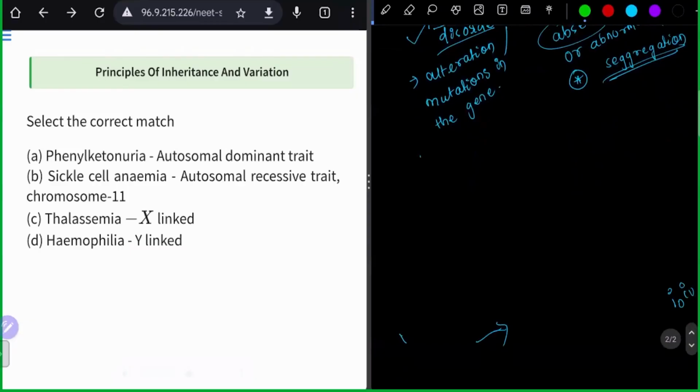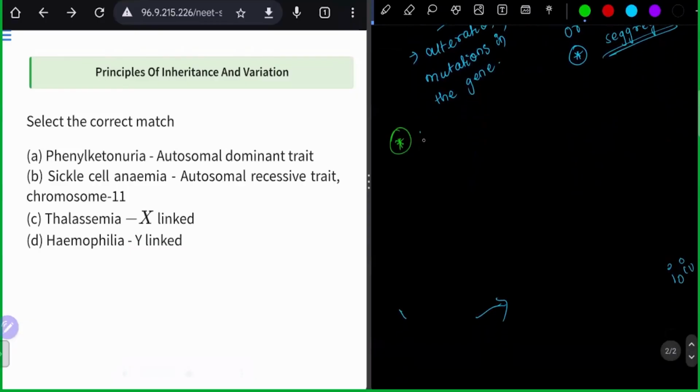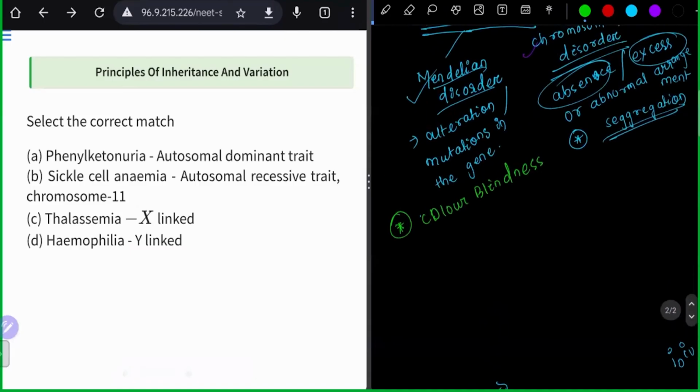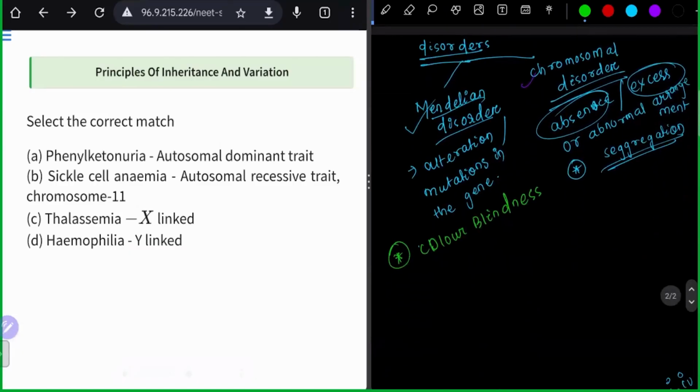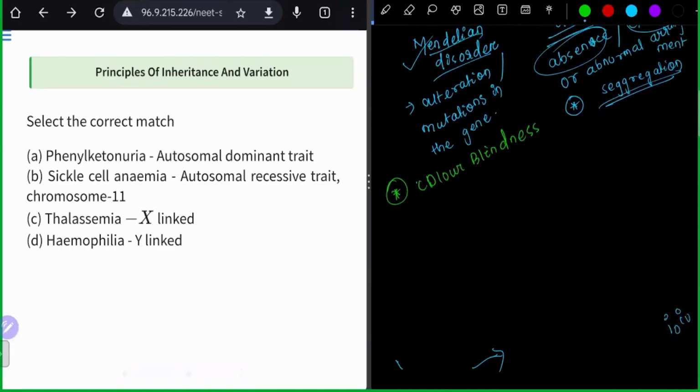The first disorder you will see in NCERT is color blindness. You know, in disorders also there are autosomal dominant, autosomal recessive, sex-linked dominant, and sex-linked recessive. There are four types of disorders. So what is color blindness? Color blindness is a sex-linked recessive disorder.